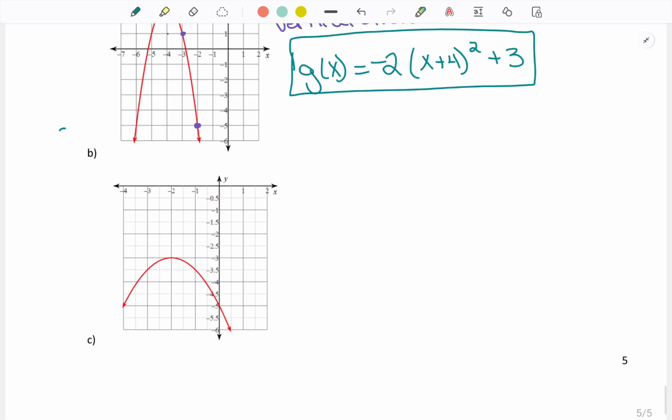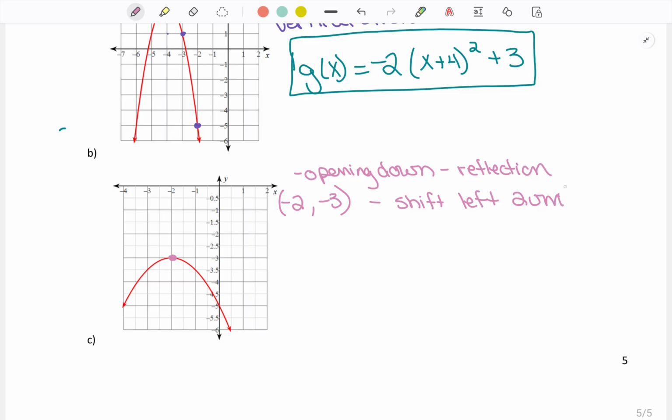All right, and then for that last example here, we are opening down, so we are reflected. And then our vertex is at -2 and -3. So that means that we have shifted left 2 units. I did not realize I did 3 examples in a row shifting left. And then we're going down 3 units.